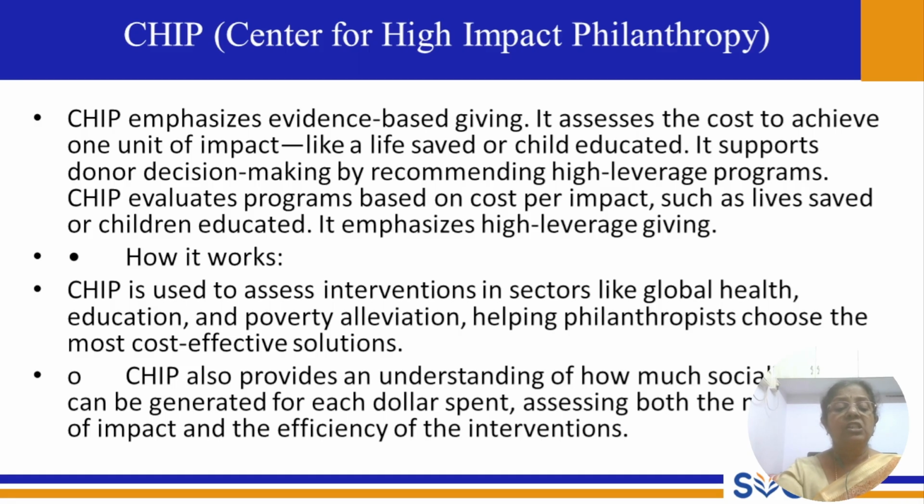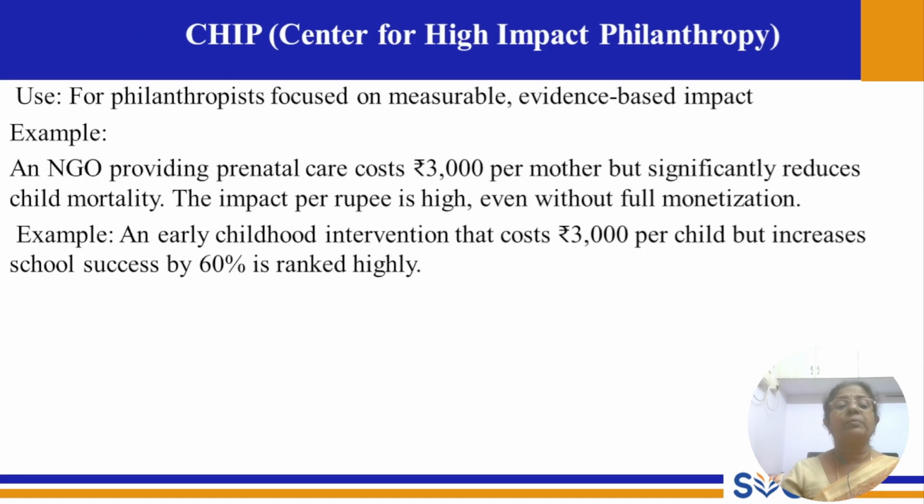How it works? CHIP is used to assess intervention in sectors like global health, education, and poverty alleviation, helping philanthropists choose the most cost-effective solutions. CHIP also provides an understanding of how much social impact can be generated for each dollar spent, assessing both the magnitude of impact and the efficiency of the interventions. Use: for philanthropists focused on measurable evidence-based impact.